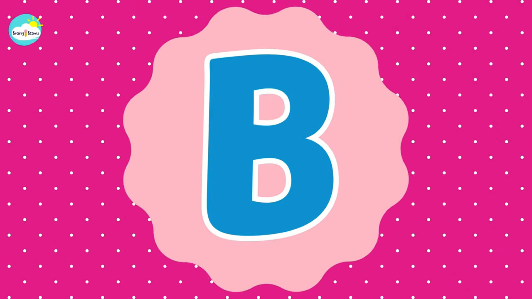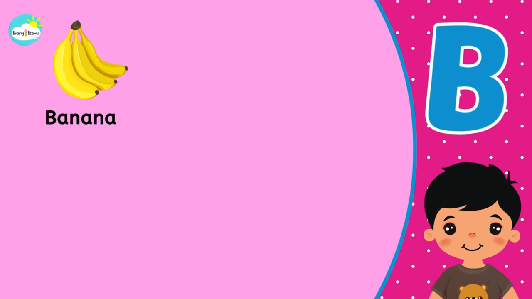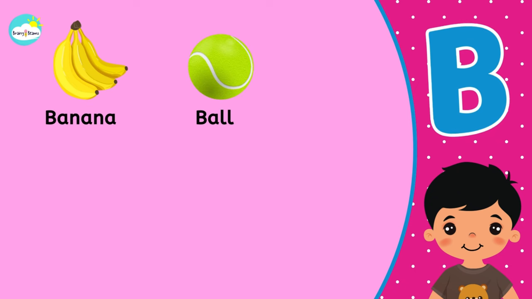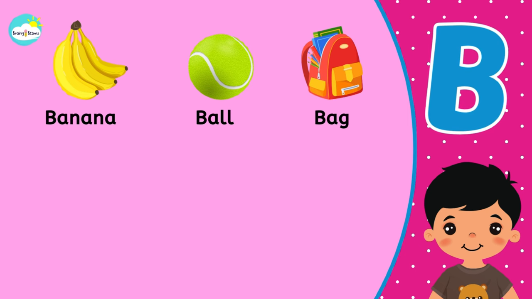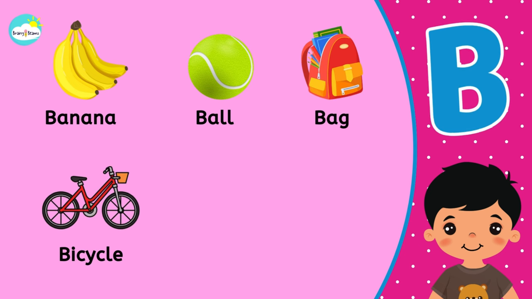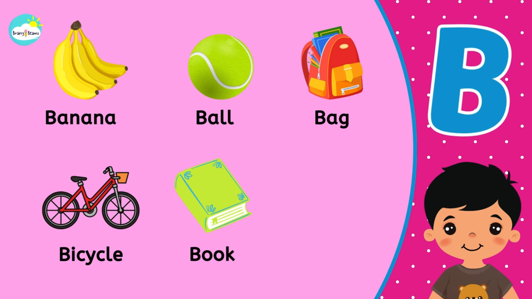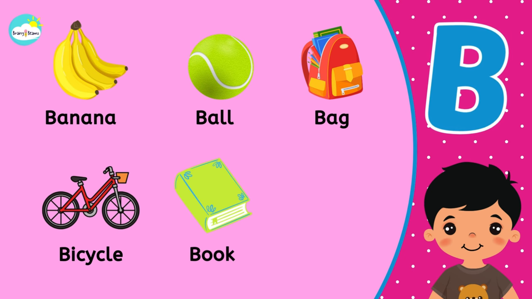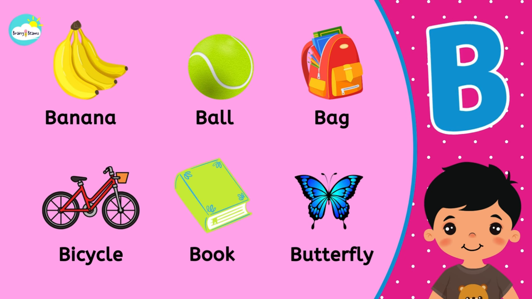B. B is for banana. B is for ball. B is for bag. B is for bicycle. B is for book. B is for butterfly.